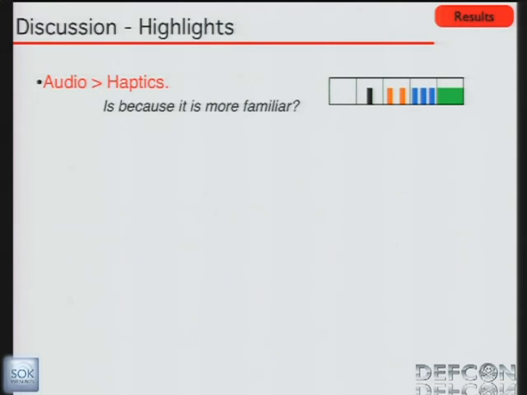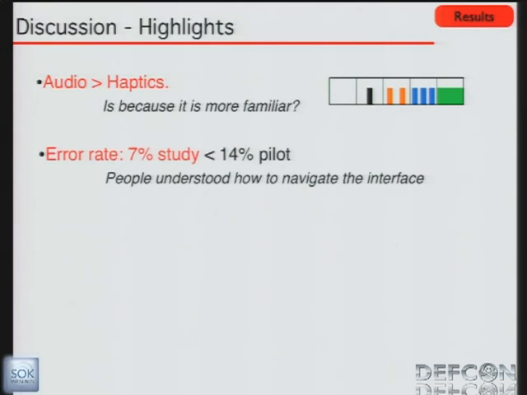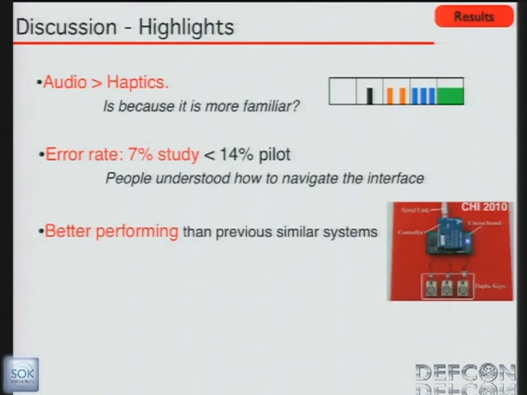But you have to use headphones to make it non-observable. The error rate dropped from the pilot to the main study, because the same subjects were used, and it seems like subjects become more experienced with the interface. So it doesn't mean that it's completely out of the question if people are going to quickly become twice as good at it. So overall, slightly better performing than the haptic keypad.